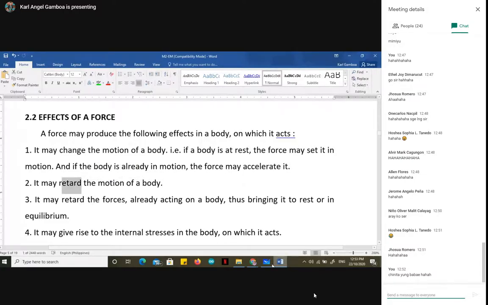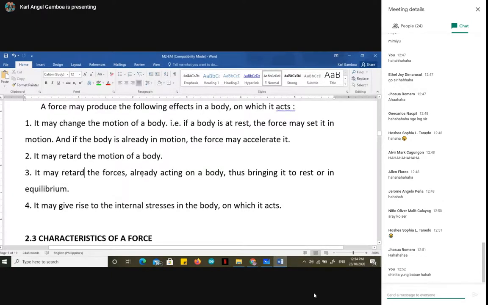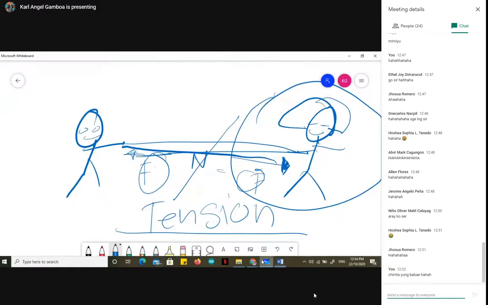When I say retard, stop. Okay, decelerate. Alam ko yung iniisip nyo ngayon, iba yung iniisip ng term na retard, di ba? Sa tao guys, yung sinasabing retard ka, bumabagal yung process ng utak mo, okay? So it may retard the forces already acting on the body, thus bringing it to rest or equilibrium. So what do you mean by that?